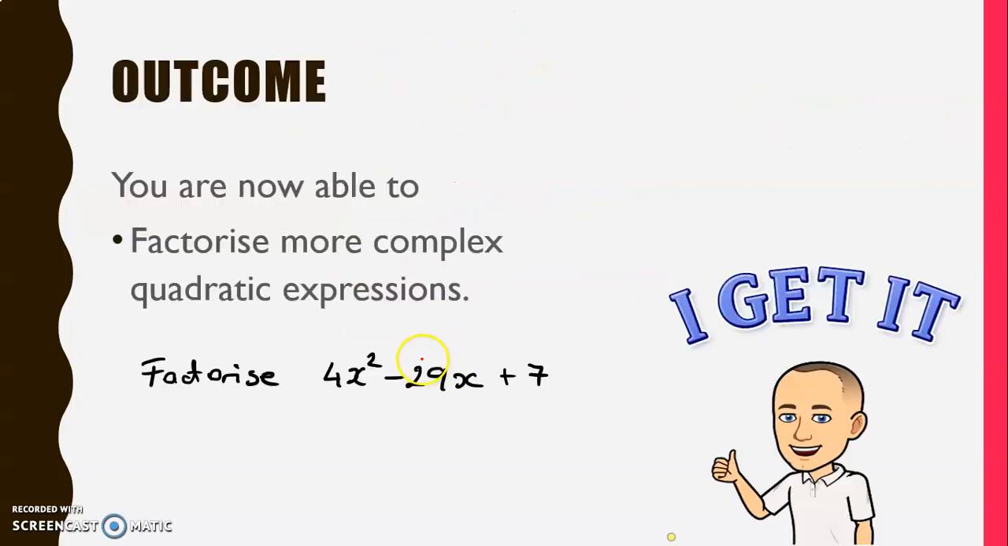Well, I hope you enjoyed this. I hope you understood how to factorize this type of quadratic expressions where a is greater than 1. I'm leaving you with this example, 4x squared minus 29x plus 7.